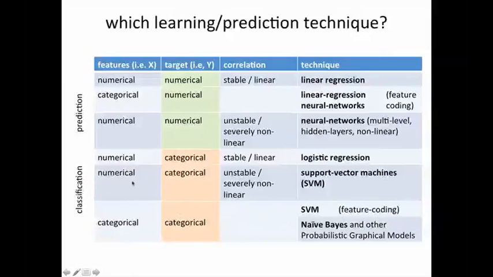Of course, if you have numerical inputs and categorical classification, SVMs are perfect. They are designed especially for those situations where you have unstable and severely nonlinear correlations, and that's what they do very well. On the other hand, if you have fairly stable linear correlations and you do have a classification problem, then rather than using linear regression, as we have seen, one should use logistic regression where one is bumping up or bumping down the difference from the separating line using the logistic function.